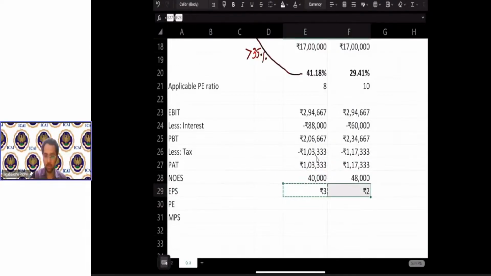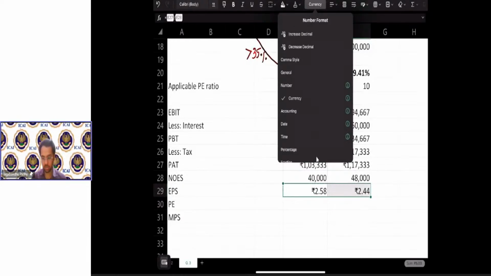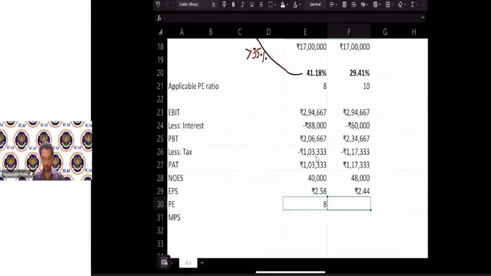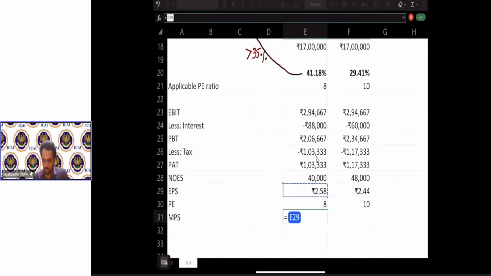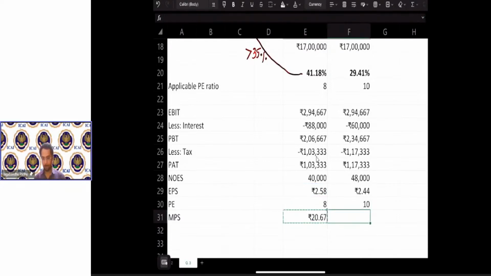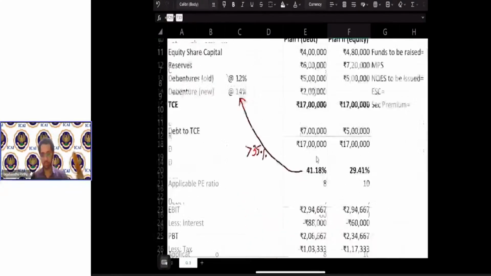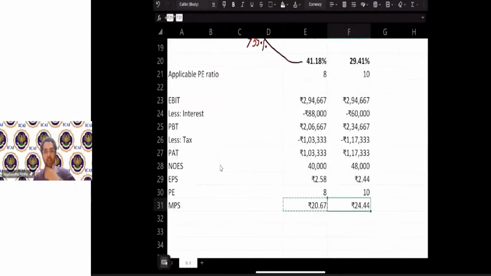And if you look at the P/E ratio, the applicable P/E ratio, we have taken it as 8 and 10. And the market price per share will be simply your EPS multiplied by the P/E ratio. So 24.44 and 20.67 is the market price. So now can you tell me which plan should I choose? Should I be choosing plan one, which is a debt plan, or plan two, which is an equity plan?